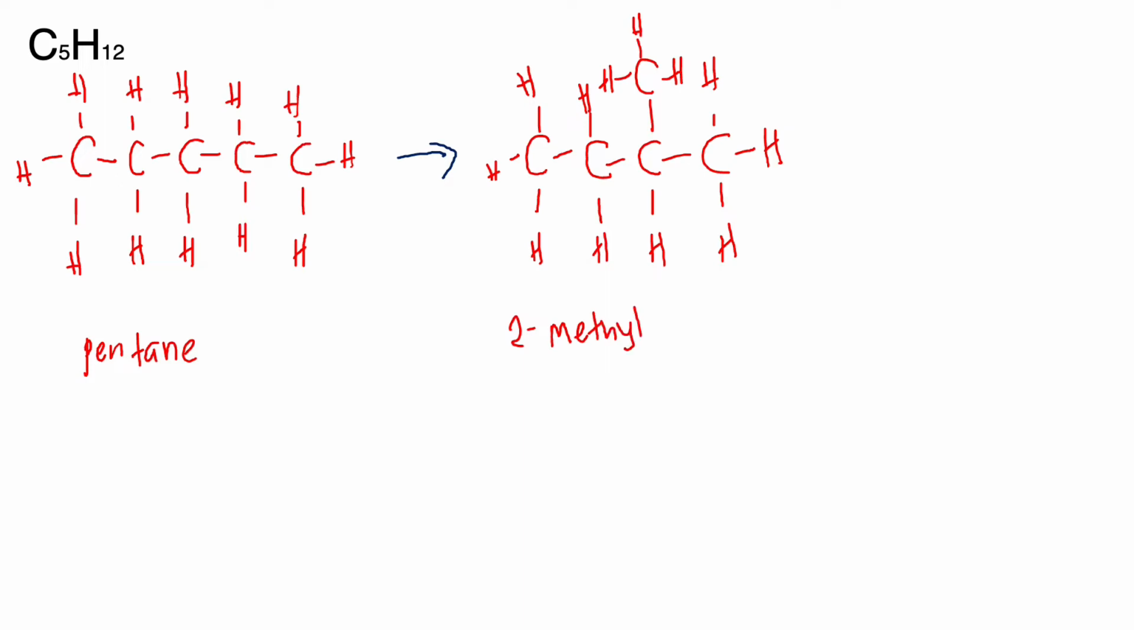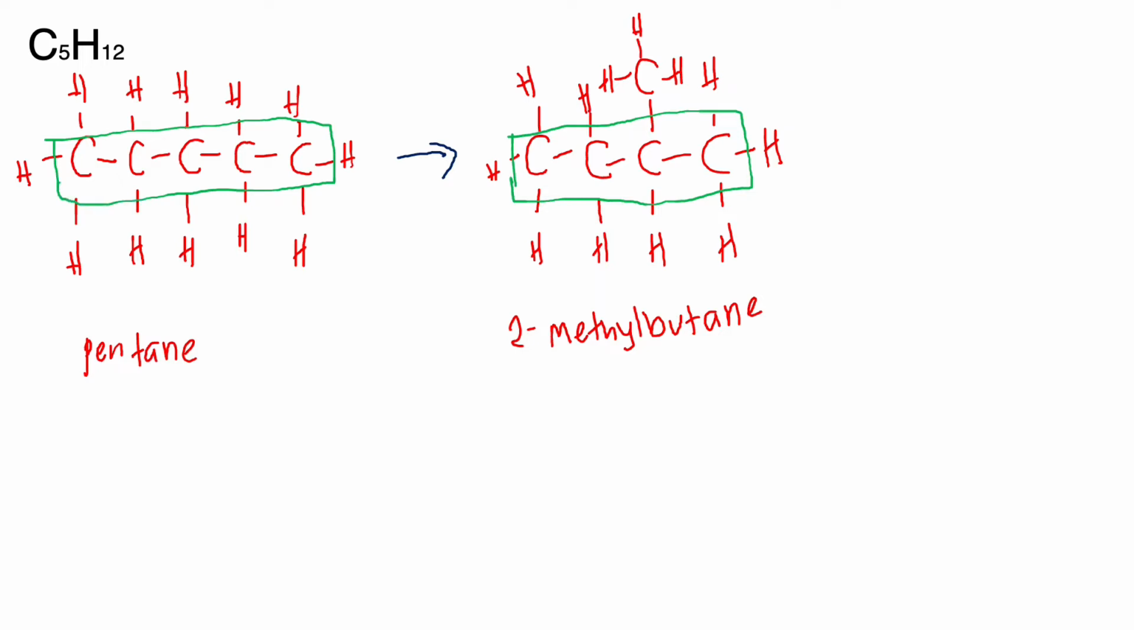Okay, the longest chain now is this one, 4 carbon. So dia adalah butane. Okay. So dua ini kalau you tengok, they have the same molecular formula but different skeletal chain. Kalau ini tadi skeletal chain dia 5 carbon, and then this one we only have 4 carbon.